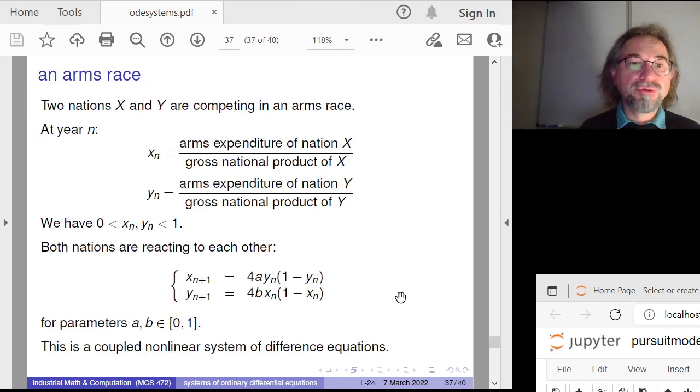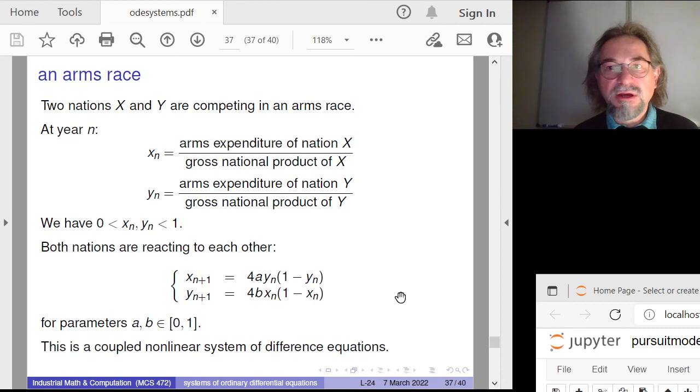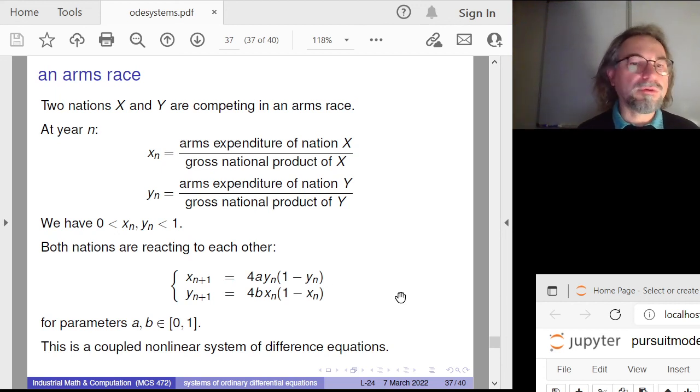Let me rush through the last model, which is an interesting model that will lead to a system of difference equations. So we are considering an arms race. Two nations battling each other is not such a good thing to think about now. You can also consider two companies who have an advertising campaign. So then instead of the arms expenditure, how much of their total budget do they spend on advertising?